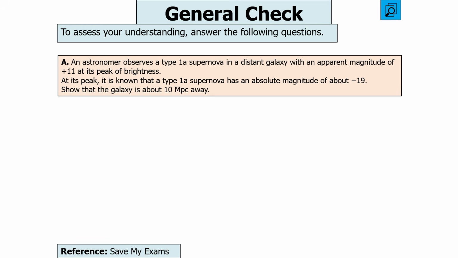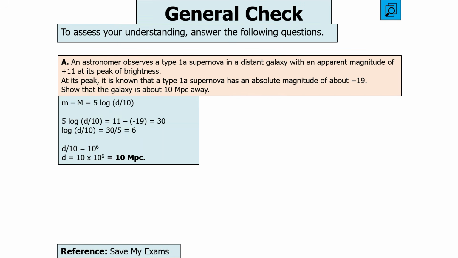An astronomer observes a Type 1a supernova in a distant galaxy with an apparent magnitude of +11 at its peak brightness. At its peak, it's known that the Type 1a supernova has an absolute magnitude of -19. Find how far away the galaxy is. We use the equation m - M = 5 log(d/10). We once again rearrange it to get d to be the subject. d is equal to 10 to the power of 10^6, so therefore it is 10 megaparsecs.